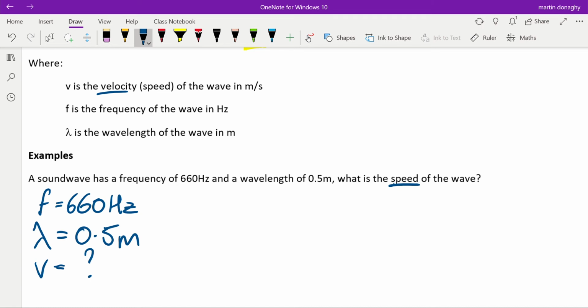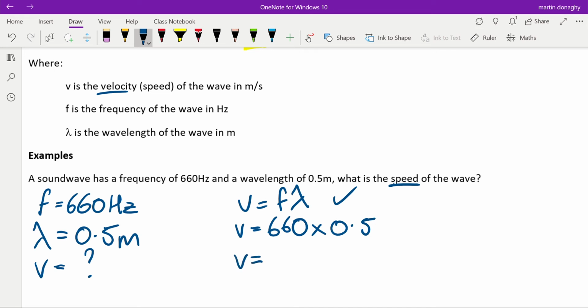I then try and think, do I know an equation that links those three things together? And it is this one here, V equals F lambda. Write it out, because that will be worth a mark in your exam. And then write it out again, but if you know something, put it in. V, we don't know what V is, so we'll just leave it as V. F is 660. Lambda is 0.5. Type that into your calculator. You need calculators in every single physics test. You should bring one to every single lesson. And that gives us 330. And it's a velocity, which is a speed, so we should put our unit meters per second after it.